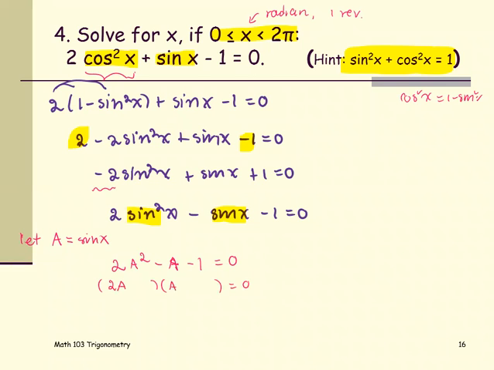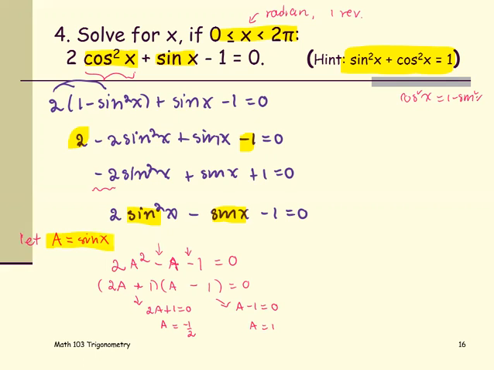2A times A to get 2A squared. 1 times 1 to get positive 1, but this is negative inside, and the middle term has a coefficient of negative 1. So it's going to be negative 1 in the back, positive 1 in the front. You can use the quadratic formula if you like. So the first quantity, 2A plus 1 equals 0. Second quantity, A minus 1 equals 0, by using the zero product property. And then A is negative 1 over 2 for the first equation, A equals 1 for the second equation.